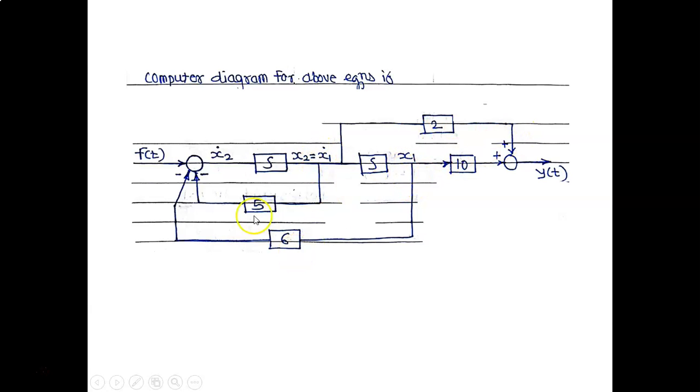Now x2 dot is equal to what? f(t) minus 6x1 minus 5x2. Therefore from this x1 we have to take a takeoff point, and we have a feedback element of value 6, and we have to feed back to the summing point, its signal is negative. Similarly from x2 we have to take a takeoff point like this, and the feedback element is 5, its signal is negative, therefore minus 5x2. Therefore x2 dot is equal to f(t) minus 6x1 minus 5x2, and y(t) is equal to 10x1 plus 2x2. Therefore this is our computer diagram.